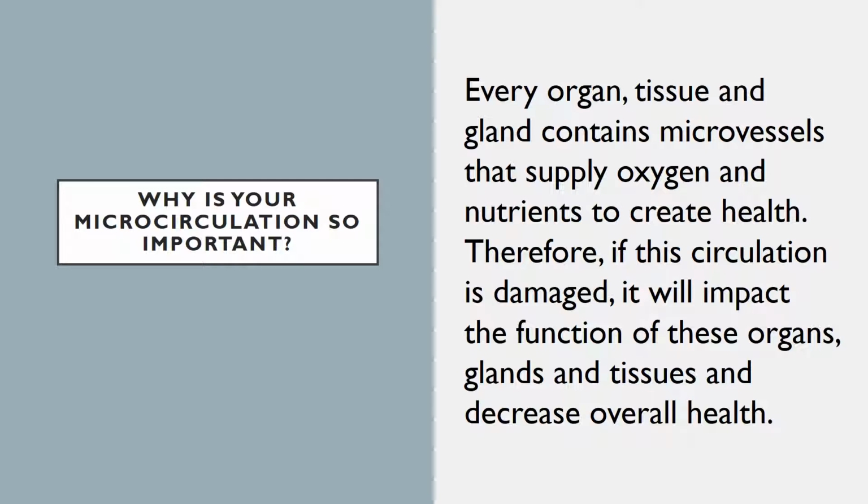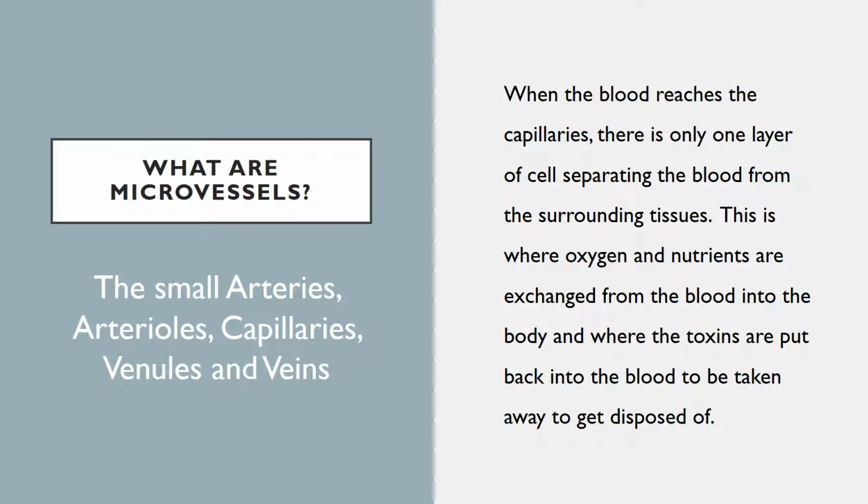So why is your microcirculation so important? It is because every organ, tissue, and gland contains these microvessels that supply oxygen and nutrient to create health. Therefore, if the circulation is damaged in any way, it will impact the function of those organs, glands, and tissues and decrease your overall health. So what are microvessels anyway? The term microvessels refers to the small arteries, arterioles, capillaries, venules, and veins that make up the entire capillary bed.